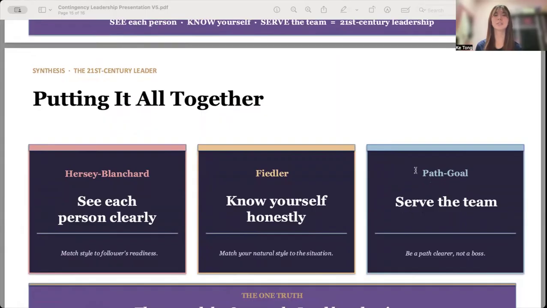So contingency leadership theory gives us the tool. Hersey-Blanchard teaches us to see, Fiedler teaches us to know ourselves, and path-goal teaches us to serve. Use them together, and they prepare us for a future that no playbook can predict.